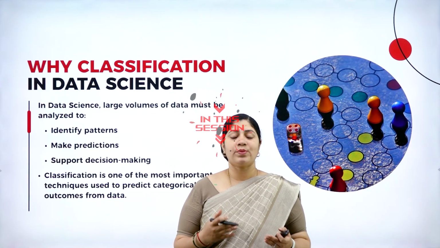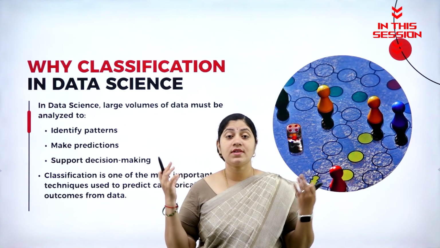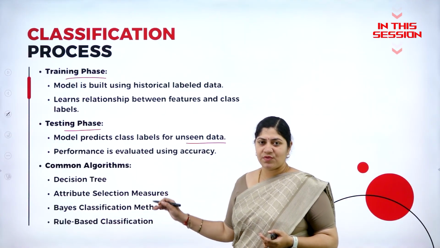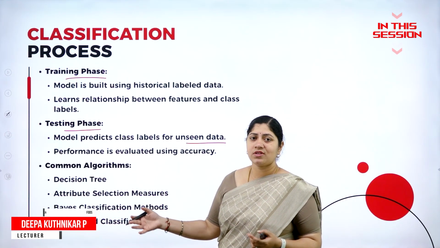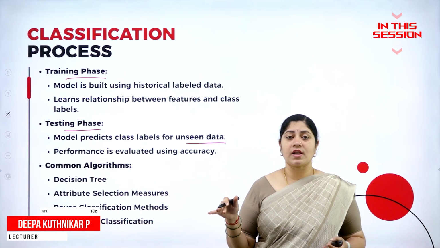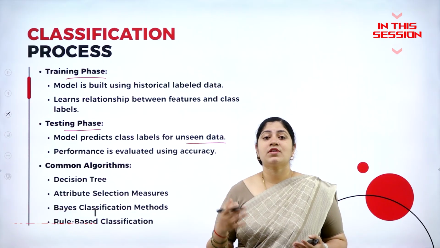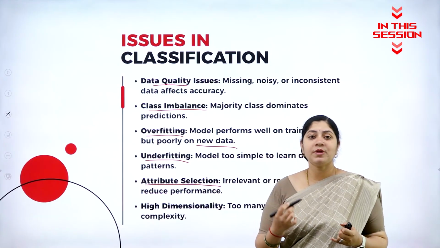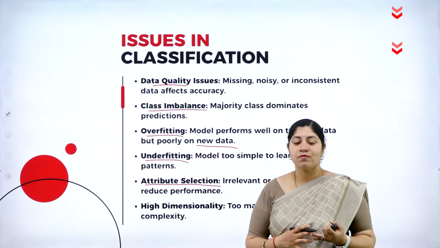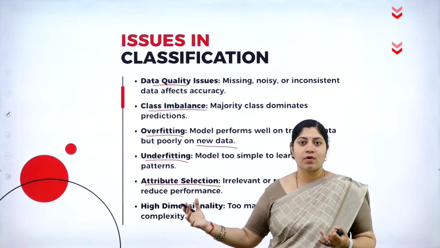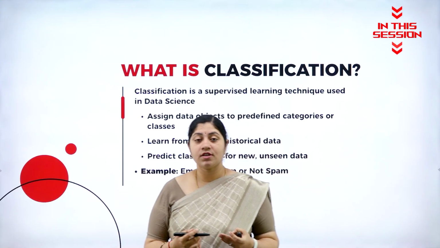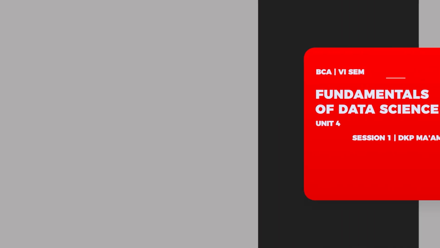Classification is required because we have to analyze the large volume of data that is available in data science. The base classification method, also the next algorithm that we can see here is the rule-based algorithm. So these are the few algorithms that will help with respect to classifications. There might be chances of selecting irrelevant or redundant data, which directly affects the performance. The classification is a supervised learning technique that is used in data science.